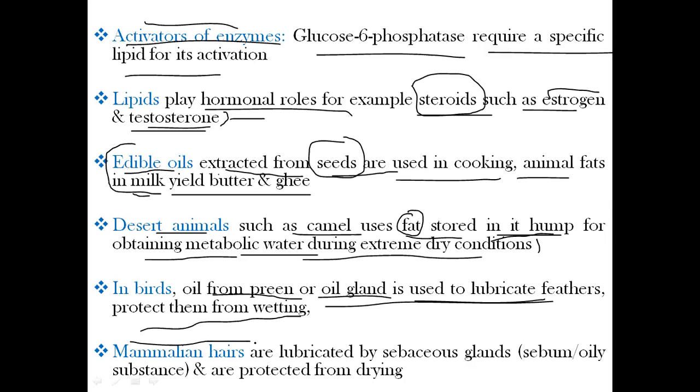In mammalian hairs, the hairs are lubricated by sebaceous glands. Sebaceous glands produce sebum. Sebum is an oily substance and it protects the skin from drying. So it is an important function of lipids. So it is all about lipids.